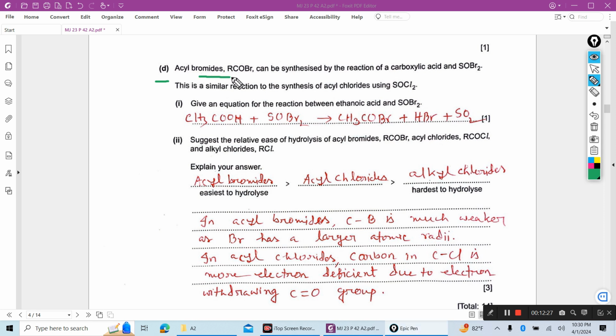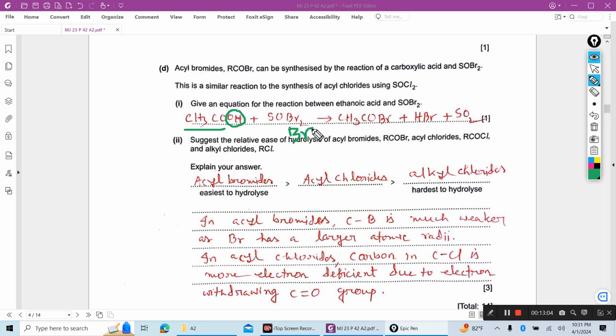Acyl bromide RCOBr can be synthesized by the reaction of carboxylic acid and thionyl bromide. This is similar to the synthesis of acyl chloride using thionyl chloride. So number 1, give an equation for the reaction between ethanoic acid and thionyl bromide. Here in ethanoic acid, the hydroxide group will be replaced by a bromine atom.